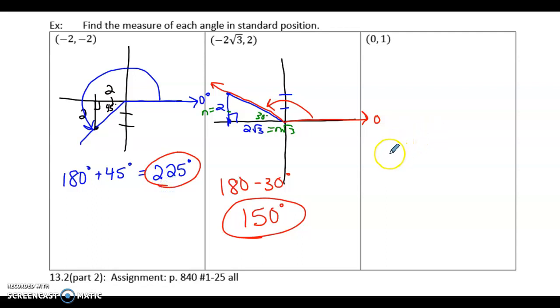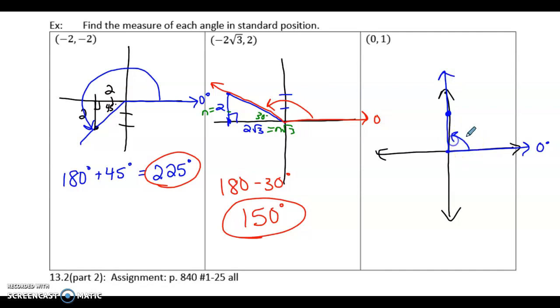All right, last one, 0, 1. Where would the point 0, 1 be? 0, 1. Okay, so that's what the angle needs to go through that point. So here's my initial side. That'd be like your 0 degrees, and now it's going to go through this point. So then what is that degree? That would just be 90 degrees.